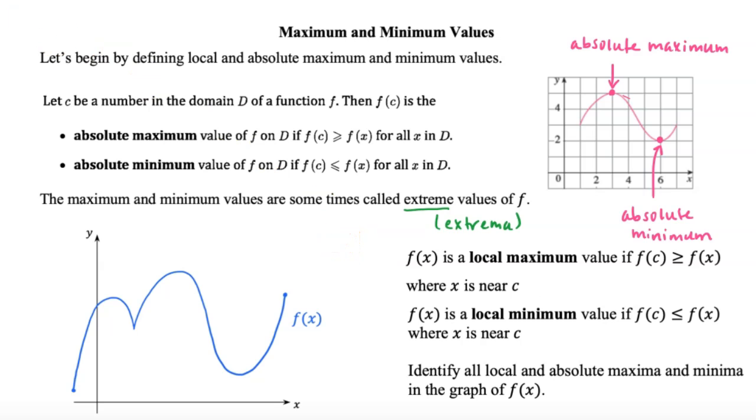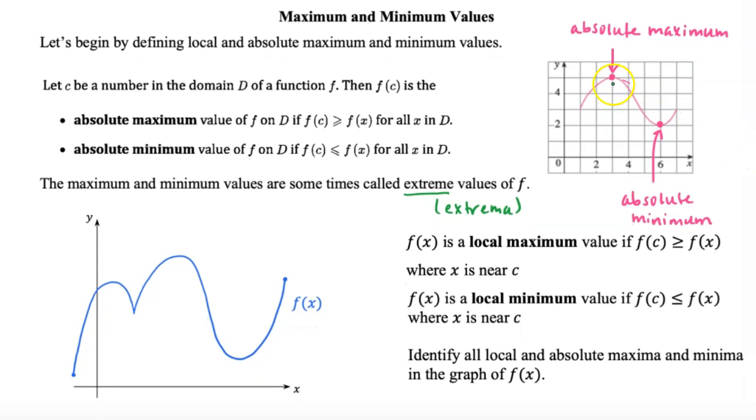So now for the local maximum and minimum values. So we have our absolutes. So our absolute max is the absolute largest y value on a certain interval. Absolute min is the absolute smallest y value on a certain interval. But now we have this local maximum and local minimum value. We've got a local max if f of C is greater than or equal to f of x where x is near C. So now this doesn't necessarily have to be the largest y value on the interval. It just has to be the largest y value over a certain region.